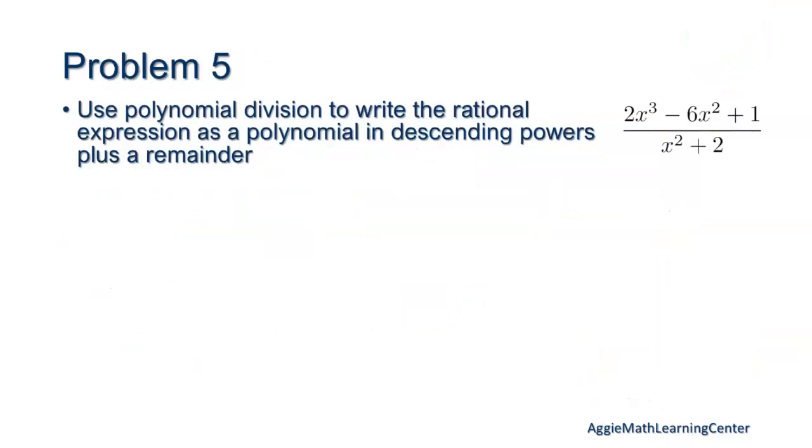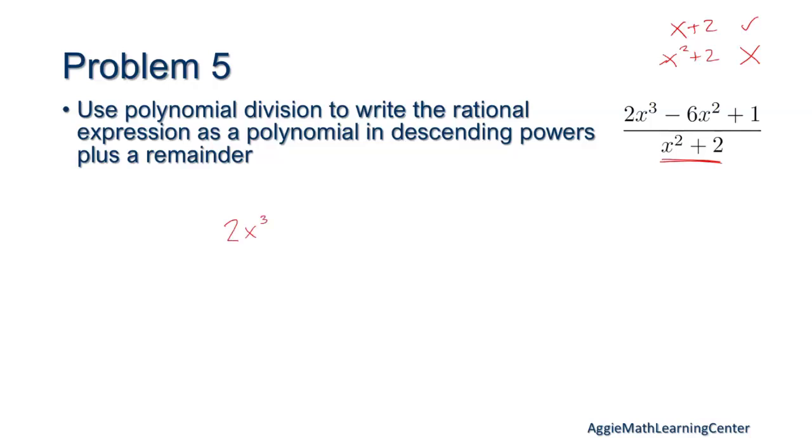Perfect. Use polynomial division to write the rational expression as a polynomial in descending powers plus remainder. So this one, since we're in the form x squared plus 2, you cannot use synthetic division. If it was x plus 2, you could, but x squared plus 2, you can't, because you can factor it even further. It's not a full 0 yet. So in that case, we're going to do long division. That's the other option that we have.